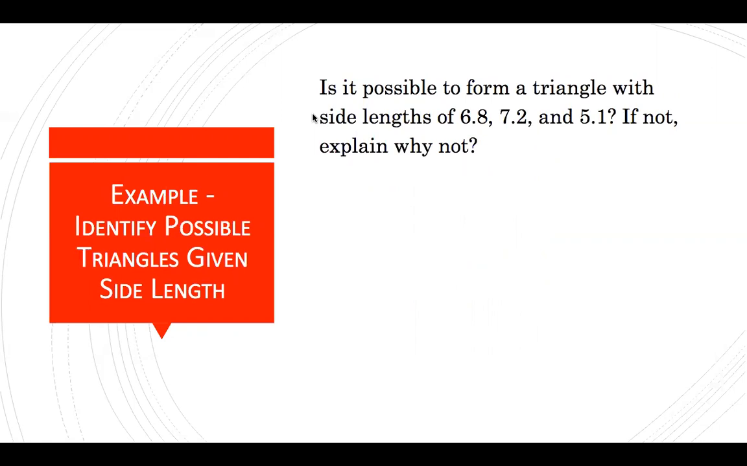Is it possible to form a triangle with the side lengths 6.8, 7.2, and 5.1? If not, explain why not. So we have to test all the inequalities. So we're going to start off with 6.8 plus 7.2 has to be greater than 5.1. So here we end up with 14 is greater than 5.1, so that one works, right?